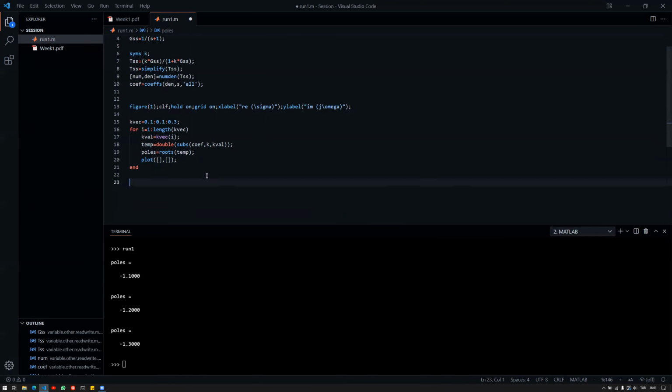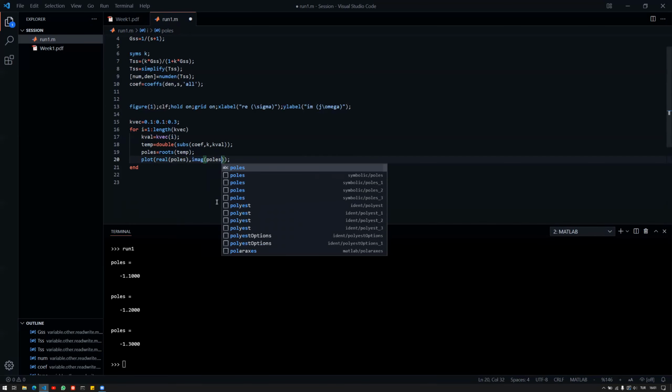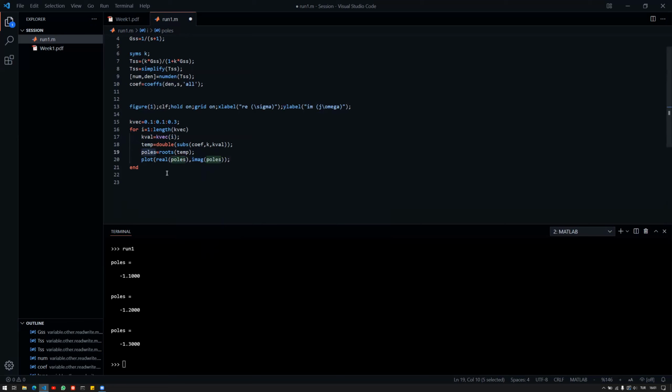So therefore, if I want to plot the poles on a plot, I need to get the real parts because that's associated with the x-axis. Therefore, I need to calculate it. That would look like this. And I need to calculate the imaginary parts because poles will have complex numbers in them. A complex number has a real part and an imaginary part, x-axis and y-axis.